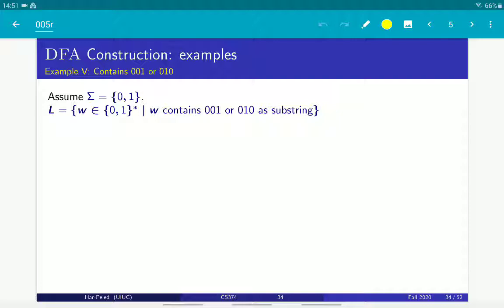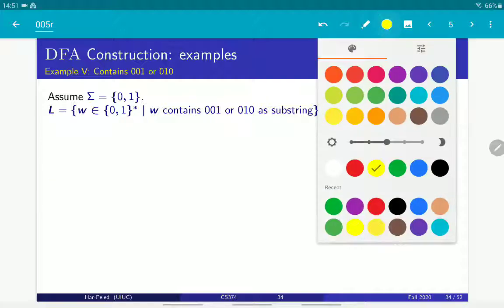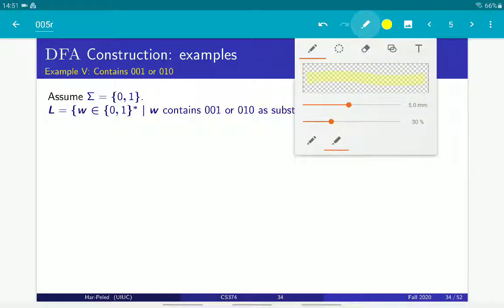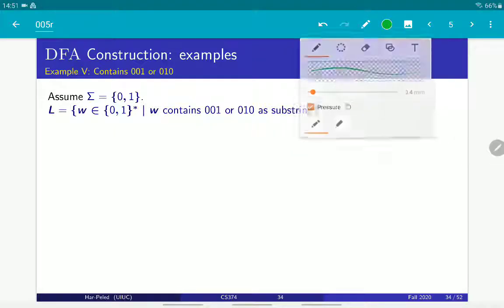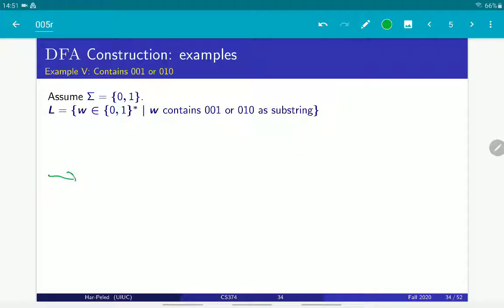Okay, this is going to be, the strings that contain either 0, 0, 1 or 0, 1, 0. So again, we need to do the same thing. So I'm not going to do it like that. Okay, so I'm going to be a bit cavalier. We have the start state, which is epsilon, and then we have the regular thingy.